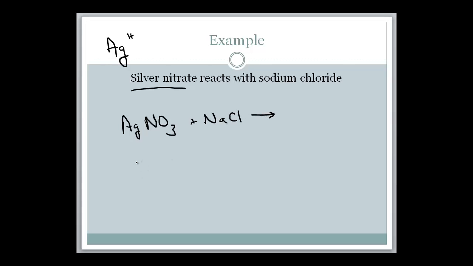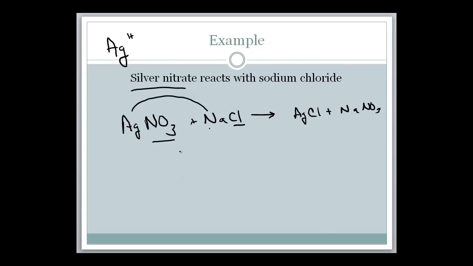So as we talked about in the types of reactions vodcasts, we're going to take the two cations and we're going to switch them. In other words, silver is going to form a compound with the chloride. The sodium is going to form a compound with the nitrate. So we have silver chloride plus sodium nitrate.